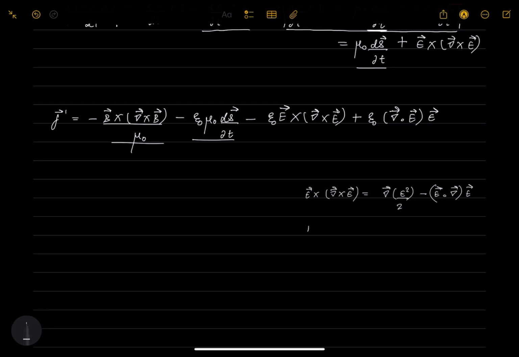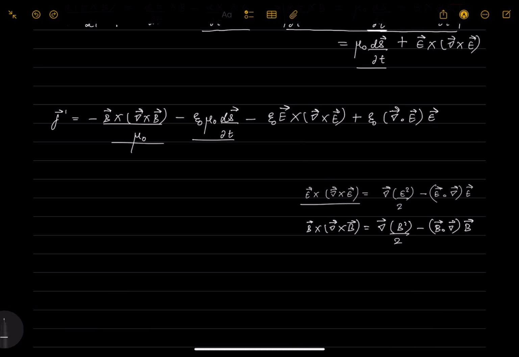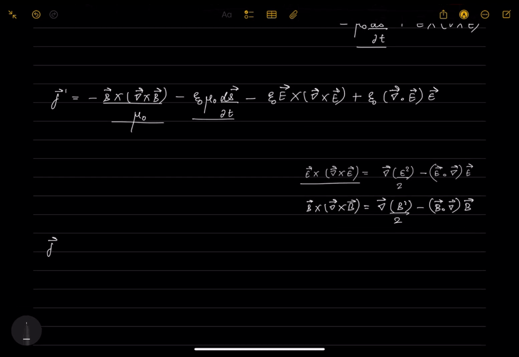And a similar law can also be written for the B field, actually. So B cross the curl of B is going to be the gradient of the B squared over 2 scalar field subtracted with B dot the del operator whole times B. All right, so these are two things that we're going to use, right? E cross the curl of E with the third term and B cross the curl of B with the first term. Let's see what that yields.